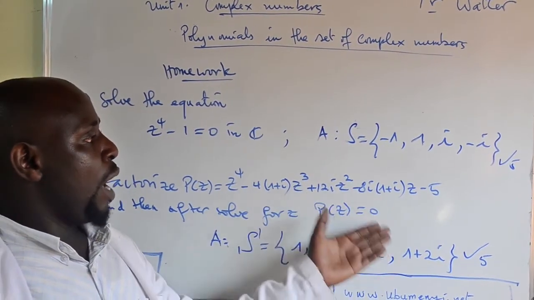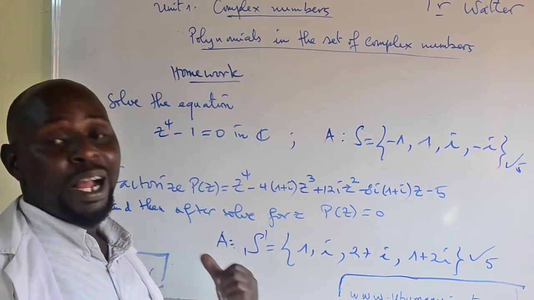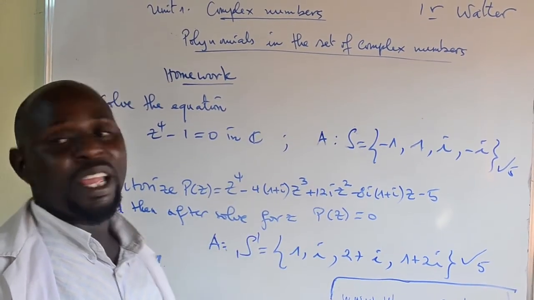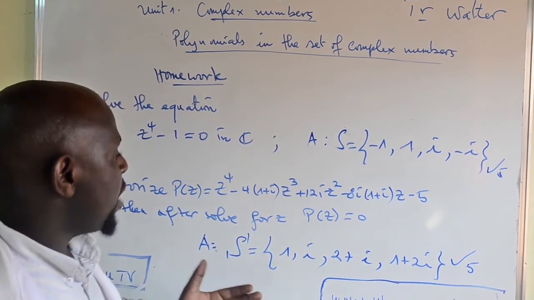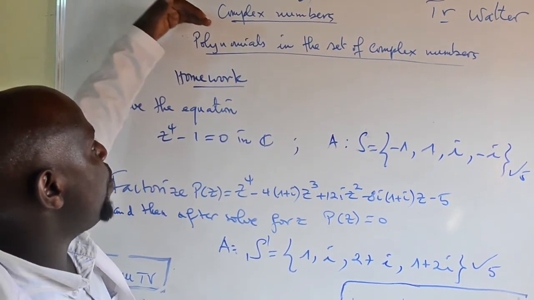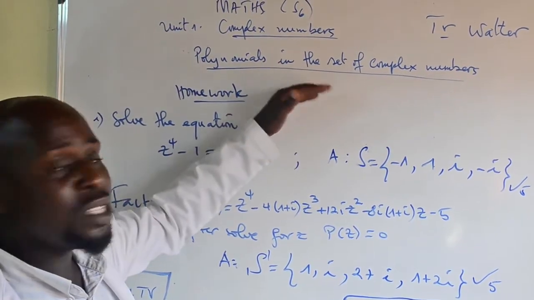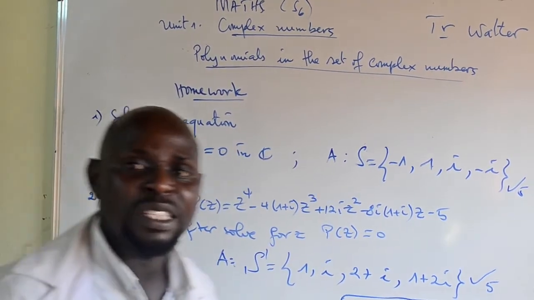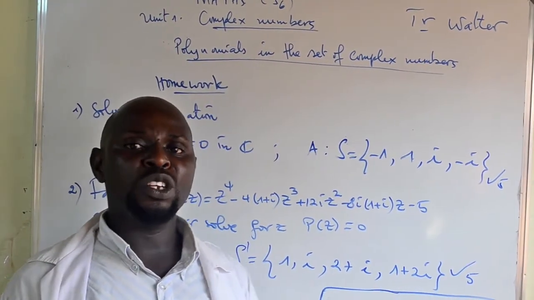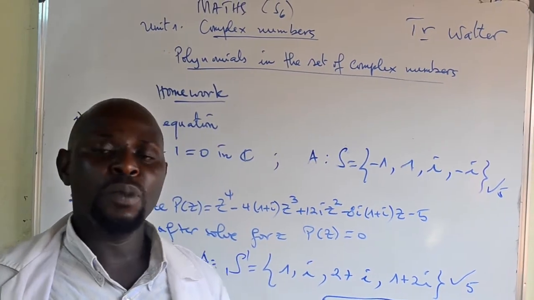If you get under 5, you should go back and revise our video and restart again and see how we've been doing it. Ladies and gentlemen, here we have learned polynomials in the set of complex numbers, where we have learned how to factorize them and how to solve an equation using the factor form that we have seen so far.